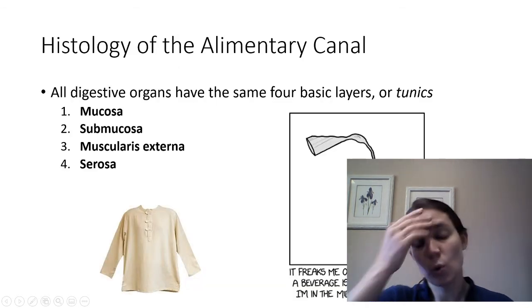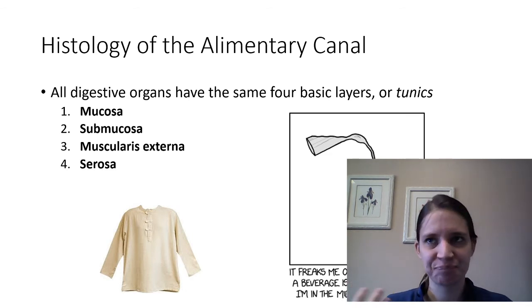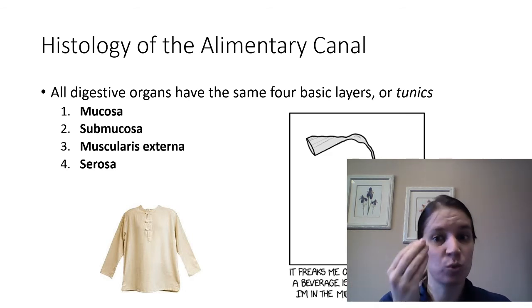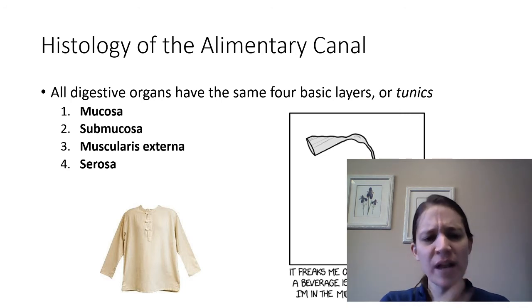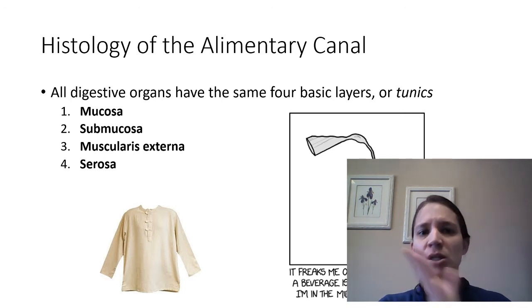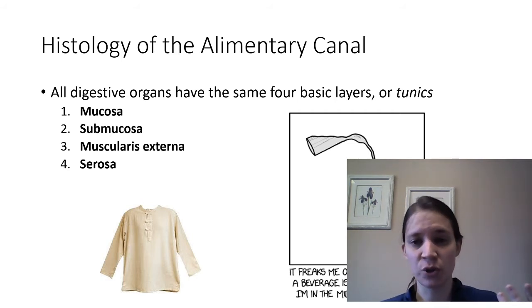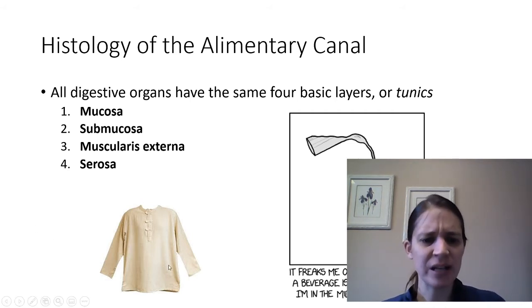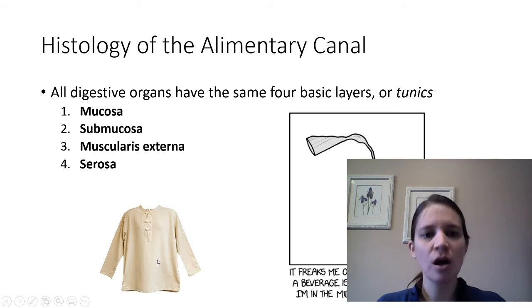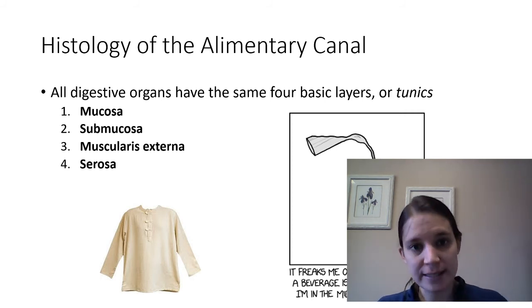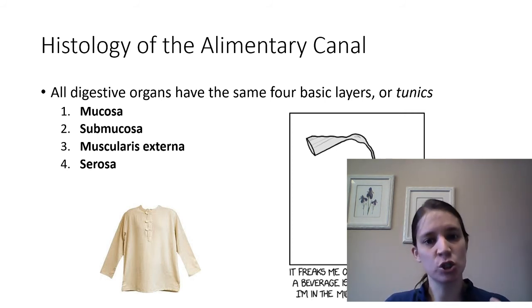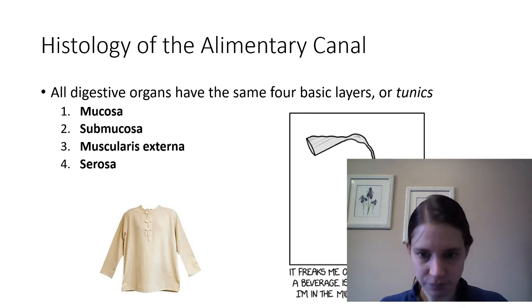So, when we're looking at just the actual cells of all the digestive organs, ignoring the accessory organs for a minute, all the digestive organs have four basic layers that are called tunics. I realize a tunic in English is a shirt-like thing, but for us in anatomy, a tunic is just going to be a layer.